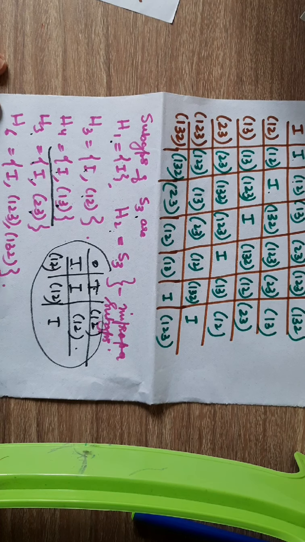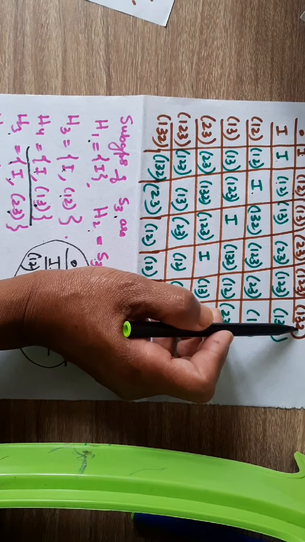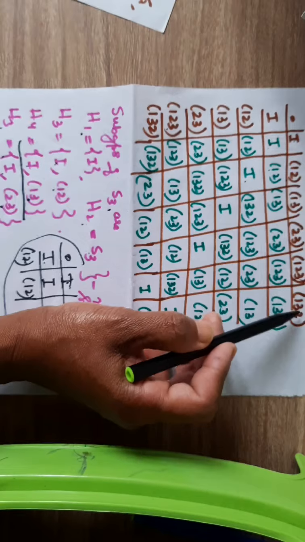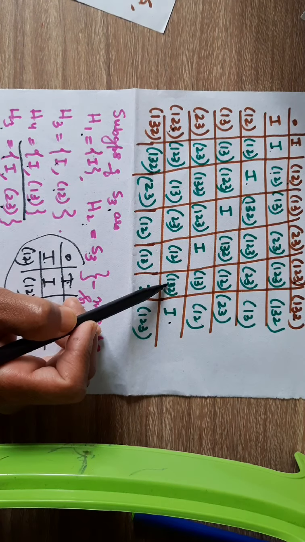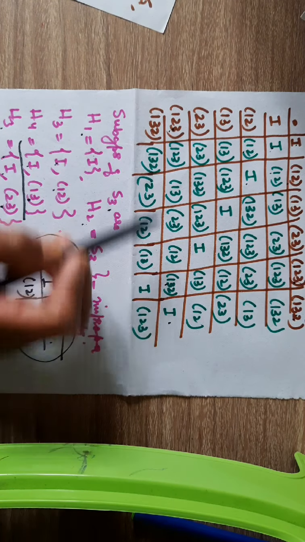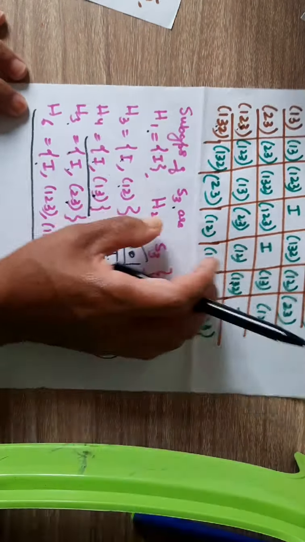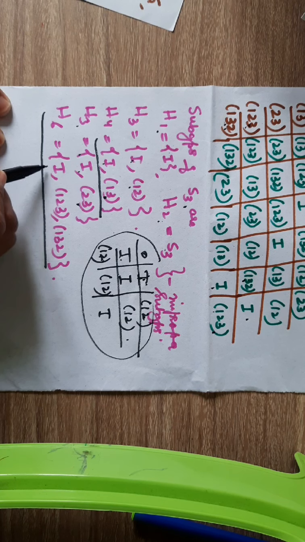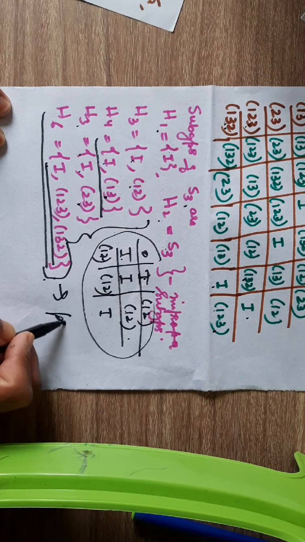And the last one is H6, which contains three elements: the identity, then (1 2 3) and (1 3 2). If you check from the table, you'll see that (1 2 3) composite (1 3 2) gives you I. (1 2 3) composite (1 2 3) is (1 3 2). Similarly, (1 3 2) composite itself is (1 2 3). And (1 3 2) composite (1 2 3) gives you I. So this one forms a group, or satisfies the group axioms. So these four are called the proper subgroups of S3.